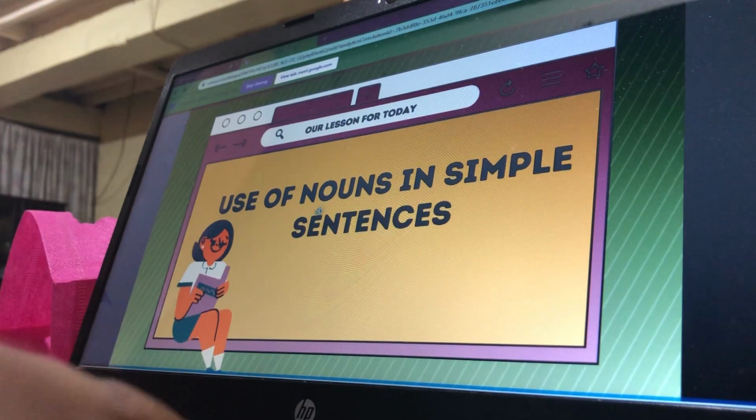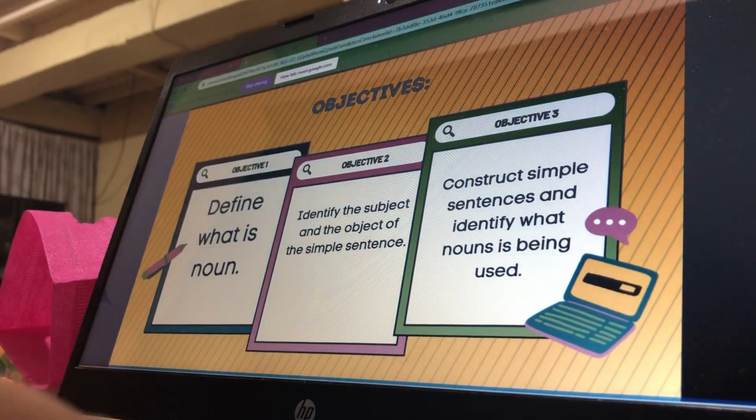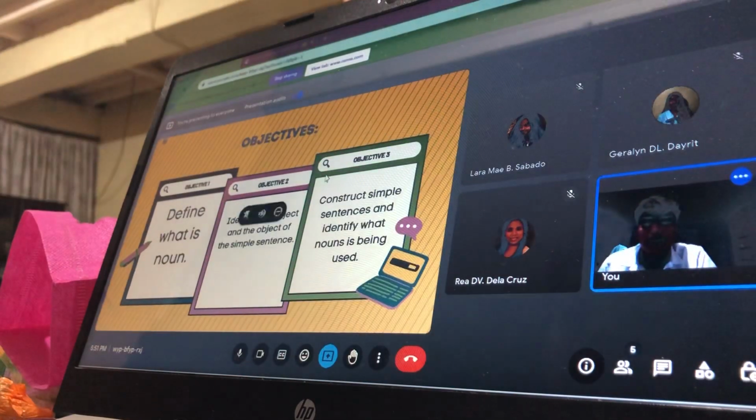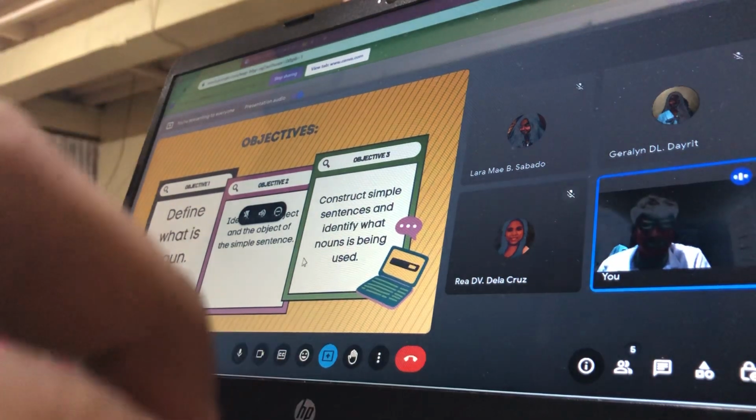Okay, very good. So before we start, the objectives are: first, define what a noun is. Second, identify the subject and the object in a simple sentence. Third, construct simple sentences and identify what nouns are being used. Do you understand the objectives for today? Yes po, sir. Okay, very good.